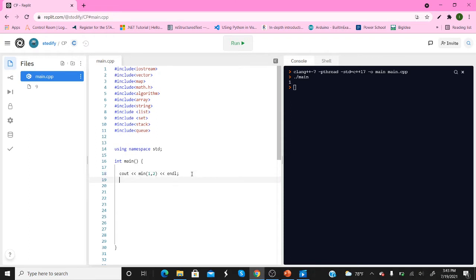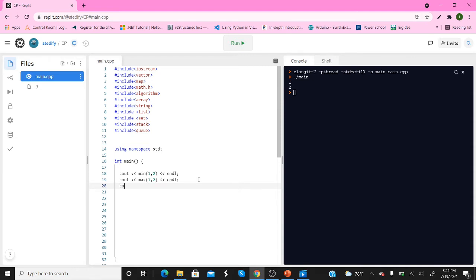Now, we can do the same thing with max. And this should output 2 because we are taking the max, or the larger of the two numbers. All right, so it outputted 2, which is what we needed.